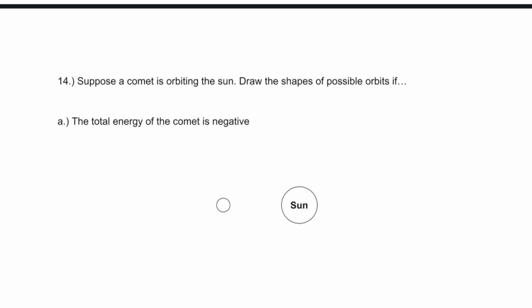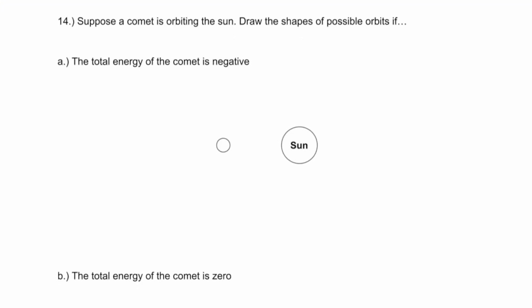So now we'll draw some possible orbit shapes. First, let's suppose the total energy of the comet is negative. So we have this comet right here. It's going to orbit the sun. We want to figure out what kinds of orbits we can have. So we said before that in this first case, the energy is negative. And in the escape velocity section, we said that that means that your orbit is bound, meaning you cannot escape. So we have a bound orbit.